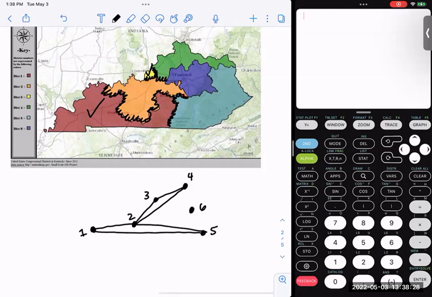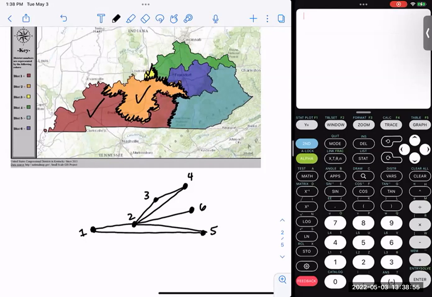Orange and blue, where they're bordering each other there. And then purple and orange, District 2 and District 6. That takes care of the orange District 2, the one that borders every other one. And I can check real quick and just look, and sure enough, I've got an edge that goes directly from 2 to every other vertex.